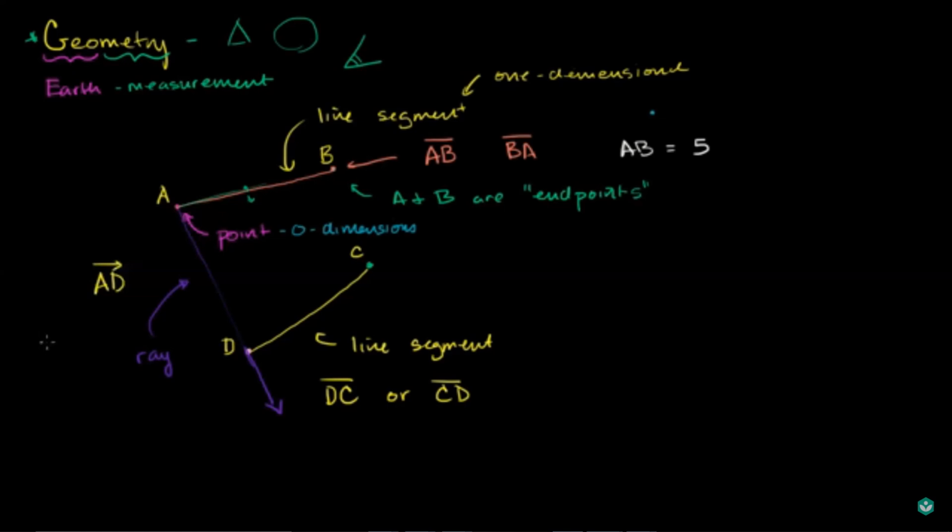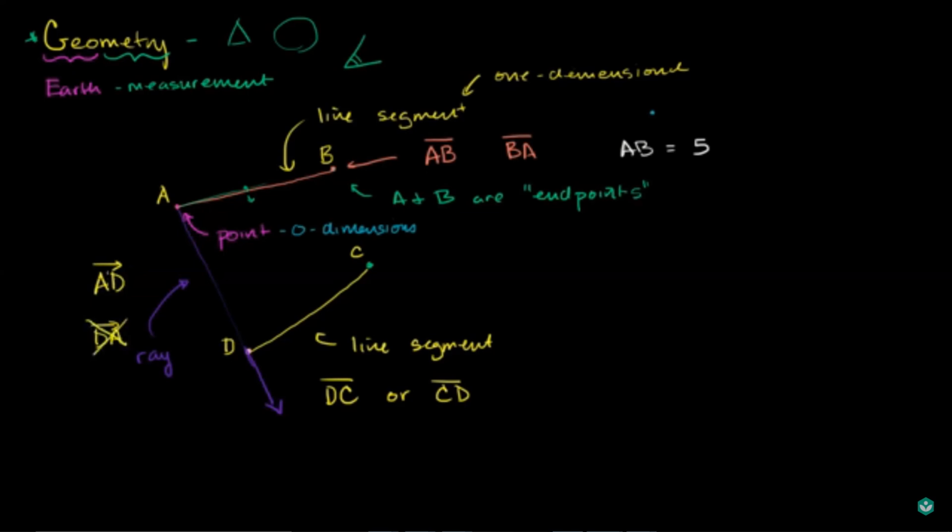And in this case, it matters the order that we put the letters in. If I put DA as a ray, this would mean a different ray. That would mean that we're starting at D and then we're going past A. So this is not ray DA, this is ray AD.